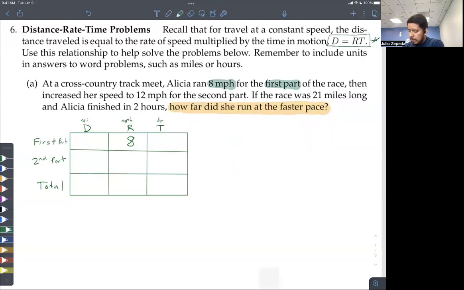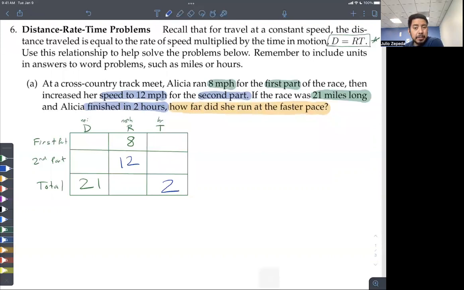Okay, then she increased her speed to 12 miles per hour for the second part. So in the second part, she ran 12 miles per hour. The race was 21 miles long, so that's a total there for the entire distance. That's in miles. And Alicia finished in 2 hours. So the total time is 2 hours there.